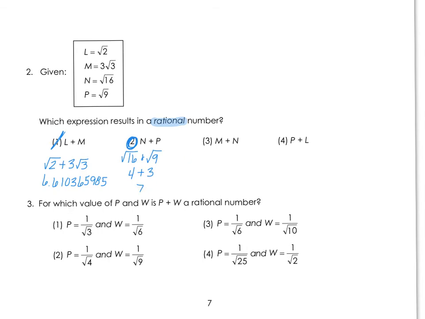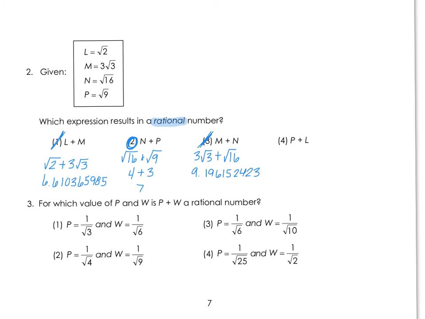I'm going to check the next one just to make sure I didn't read something incorrectly and maybe was supposed to find the irrational. So M plus N would be 3 radical 3 plus the square root of 16. If I put that in my calculator, I'm going to get this long non-terminating, non-repeating decimal. So that's not the right answer either. It cannot be written as a fraction.